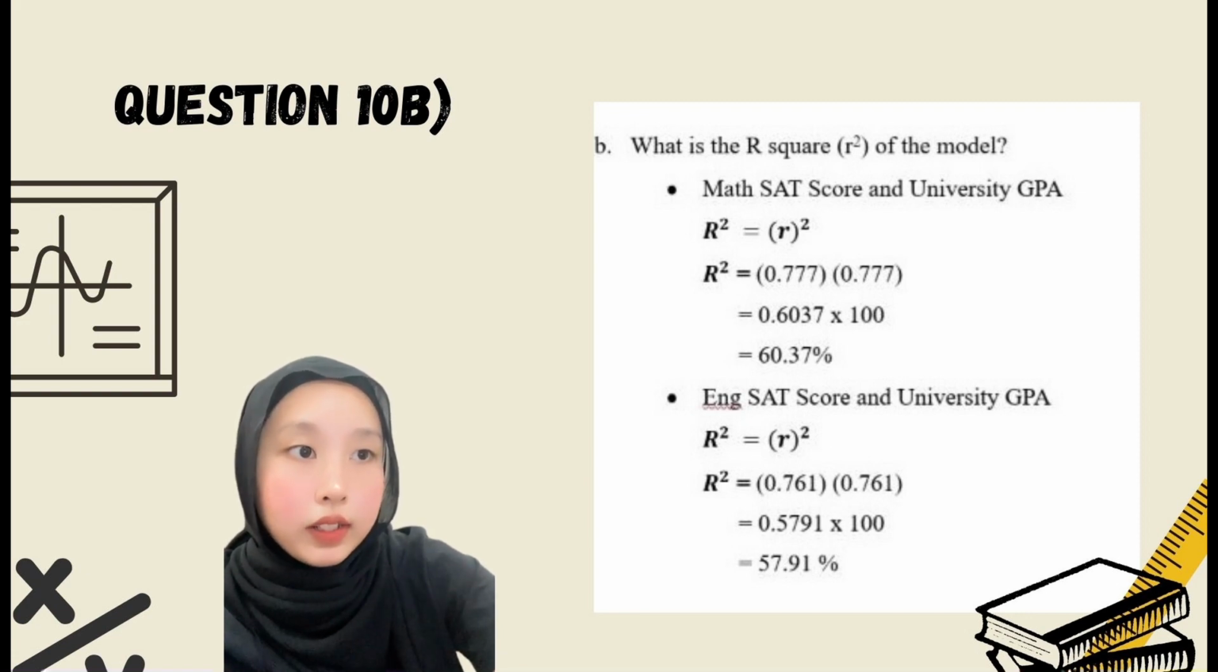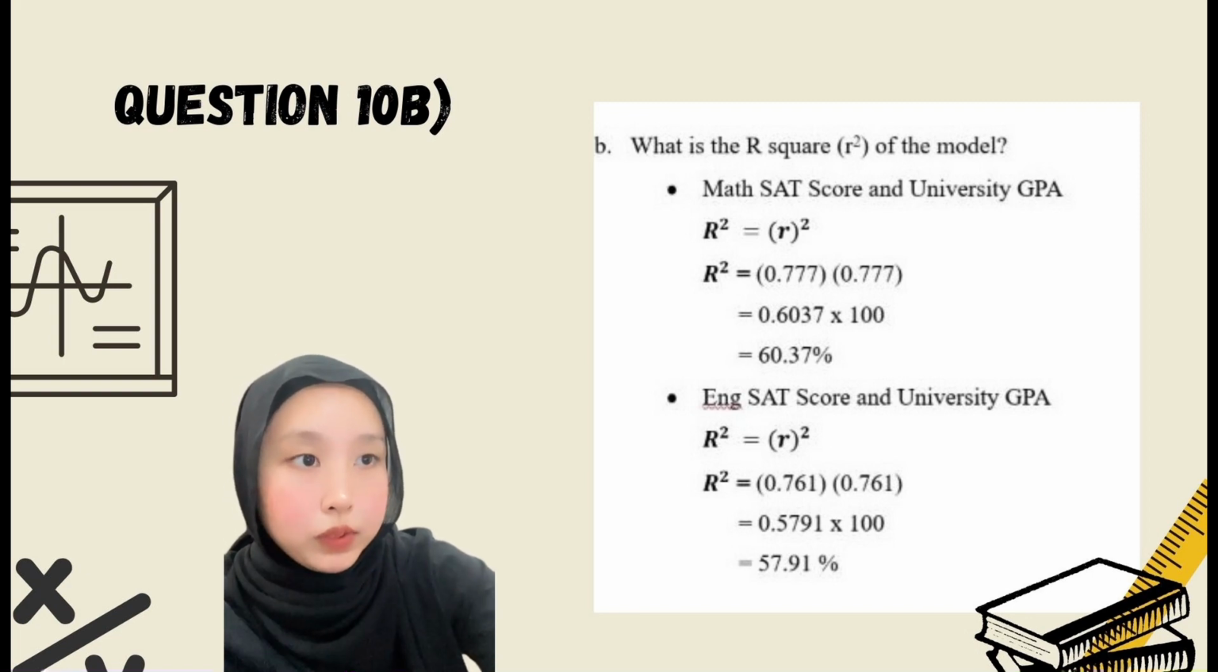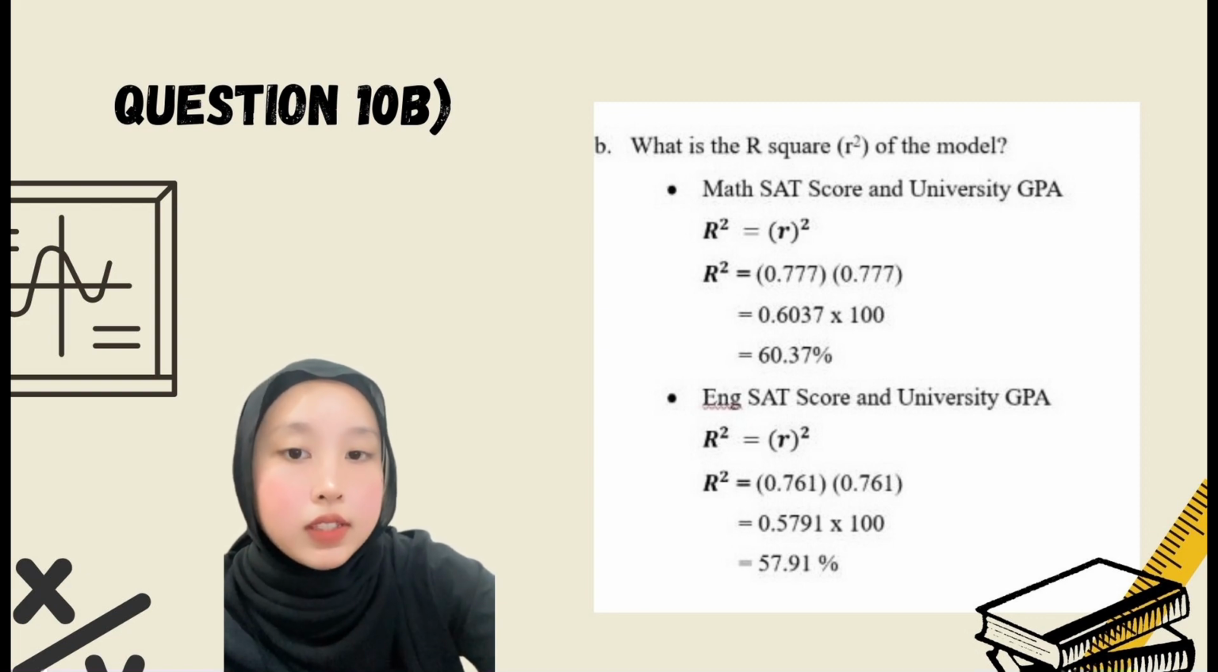For question 10B, I need to solve what is the R square of the model. I get R2 from the correlation that I solved in the previous question, which for the Math score and University GPA is 60.37%, and for the English score and University GPA is 57.91%. That's all from me. Thank you.